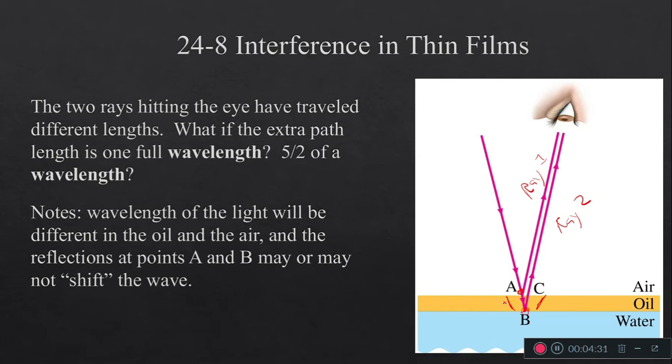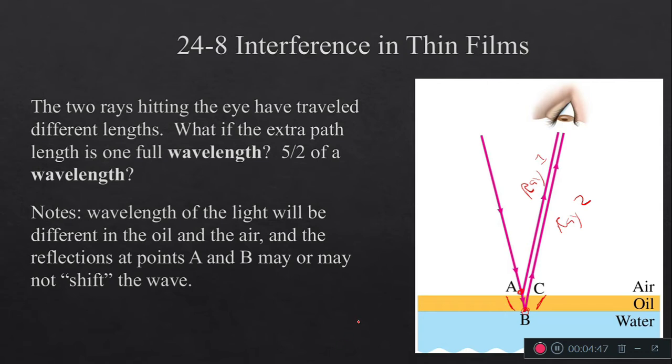So white light comes in for some particular distance. Each different wavelength will either experience constructive or destructive interference at a particular spot. And so when I see red, what I know is that's where red light is constructively interfering. Okay, so that's the basic story.